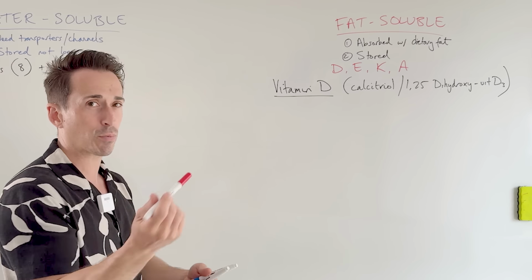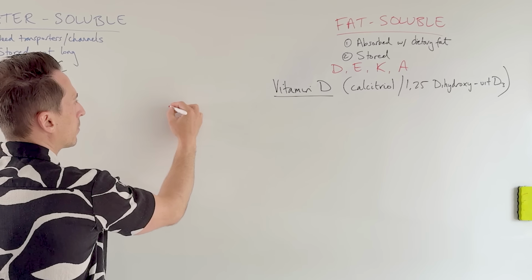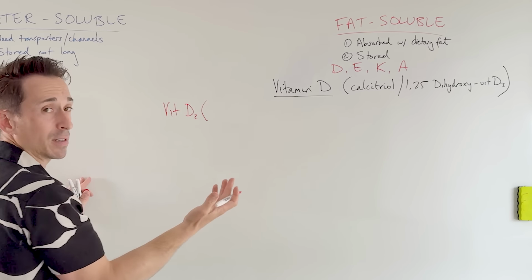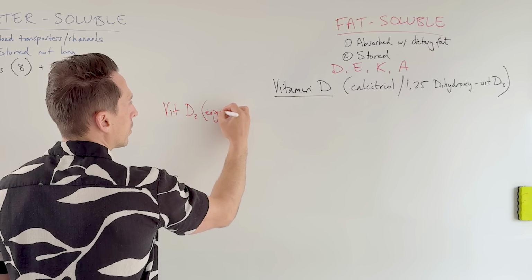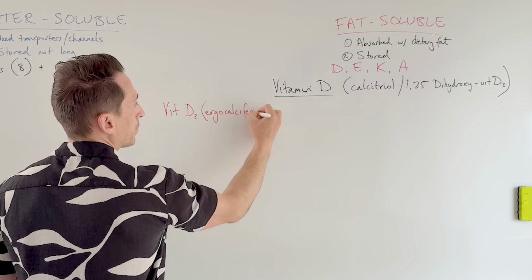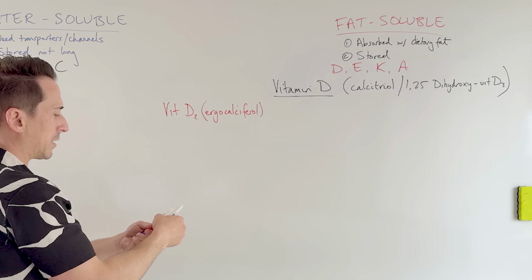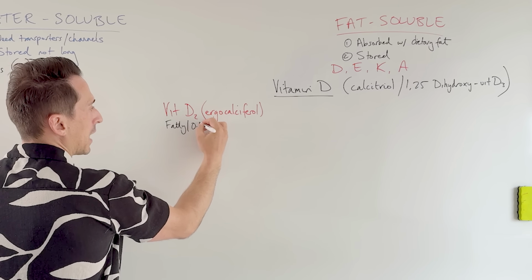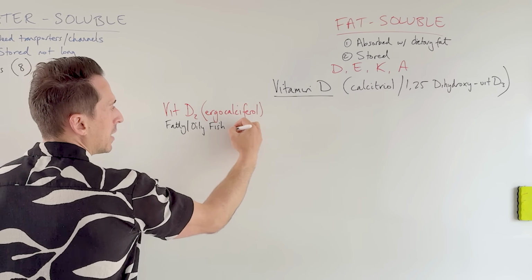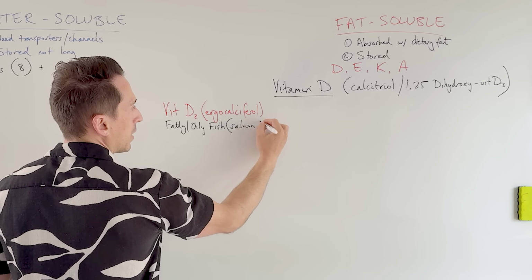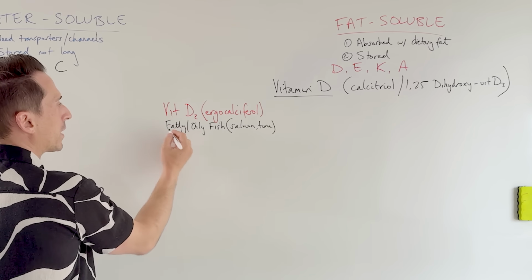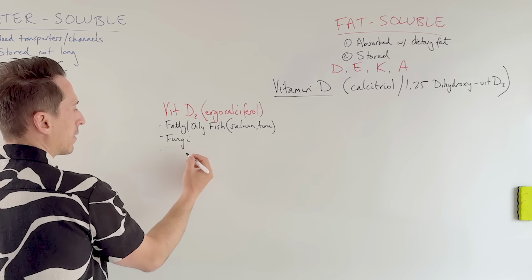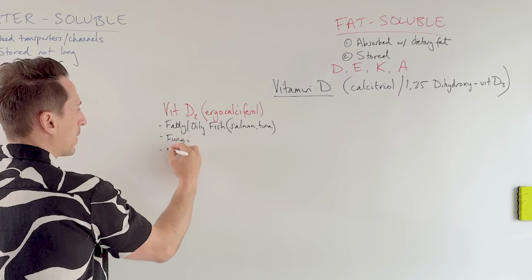Now, vitamin D2 is predominantly from our diet. So if we have a look at vitamin D2, it's got another name in addition to D2, which is ergocalciferol. And we can obtain this from our diet. So we can get this from fatty or oily fish. And if you ever think about what some fatty or oily fish can be, this can be salmon, tuna, right? Mackerel, for example. But we can also get it from fungi. And to a lesser extent, we can get it from certain animal products. So we can get it from egg yolks.